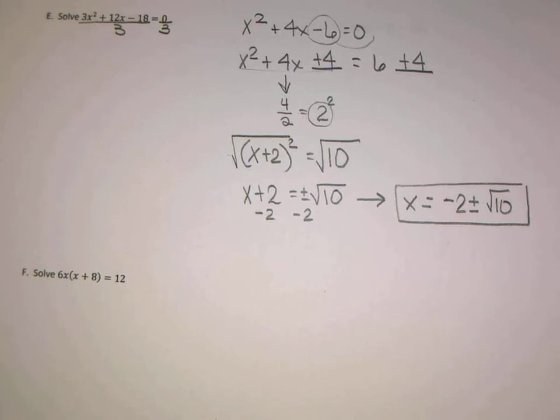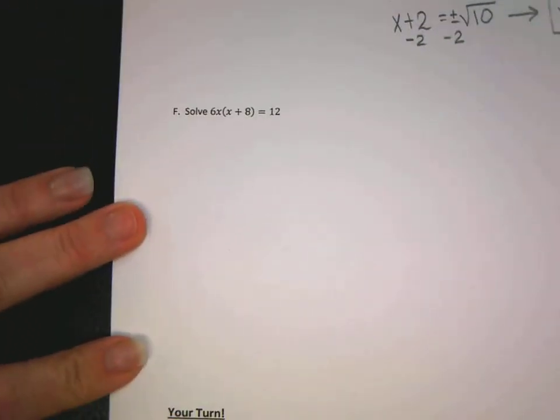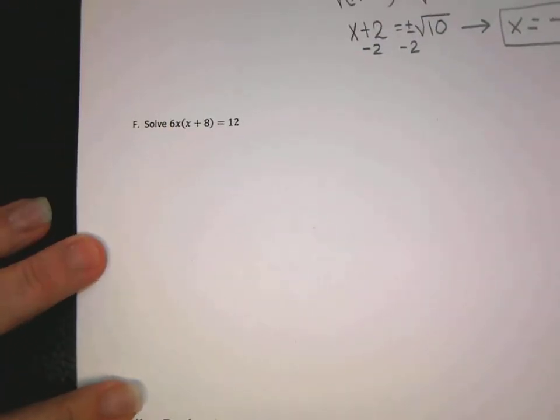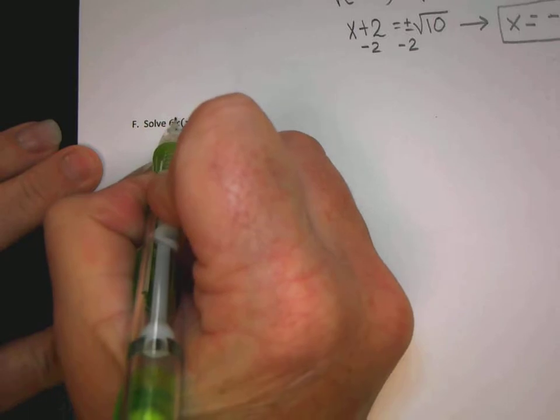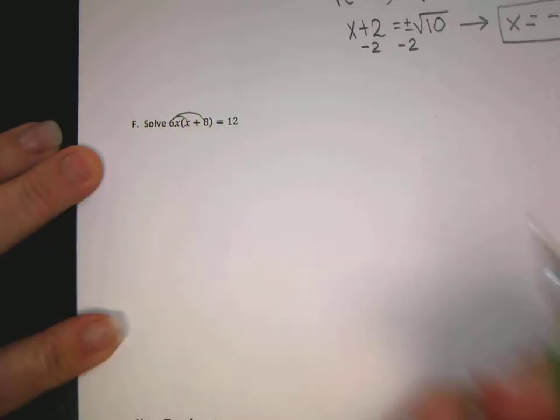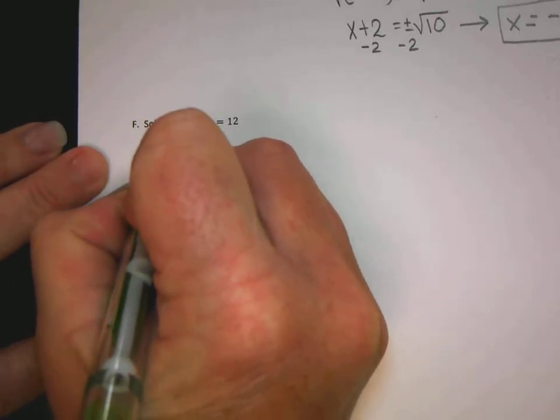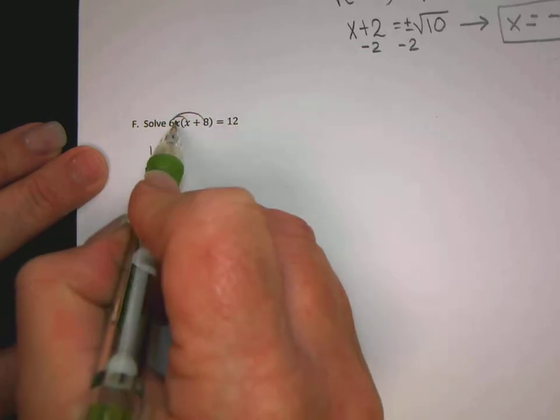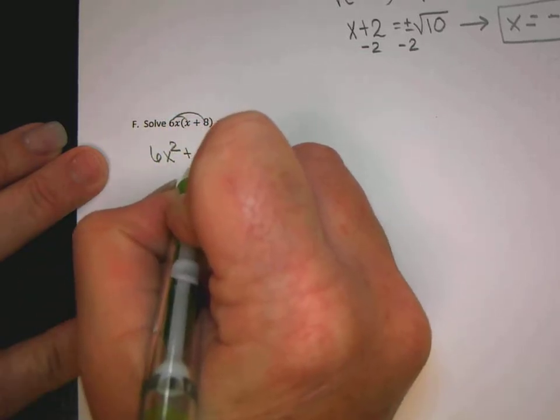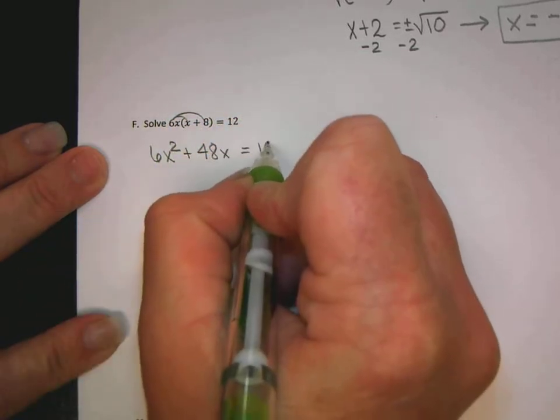All right. Now go to F. F looks a little bit different. This one requires you to distribute. Remember, you need an x squared term. You need a single x term. So what you want to go ahead and do is distribute this through. And you're going to get 6x squared, because remember x times x is x squared, plus 48x equals 12.